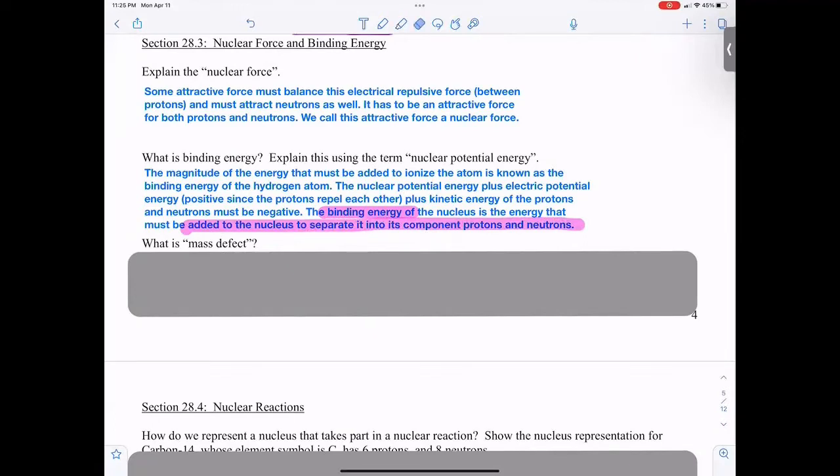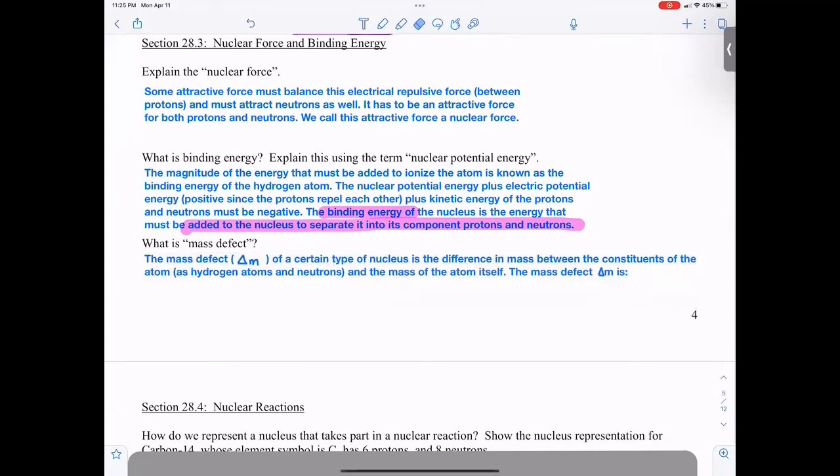What is mass defect? Well, the symbol we're going to use for mass defect is delta M. And basically, mass defect is the difference between the mass of the constituents of the atom, as hydrogen atoms and neutrons, and the mass of the atom itself. Okay, and you see the mass defect show up in nuclear reactions as what's referred to as the mass energy equivalence. Okay, you'll see that play out shortly.